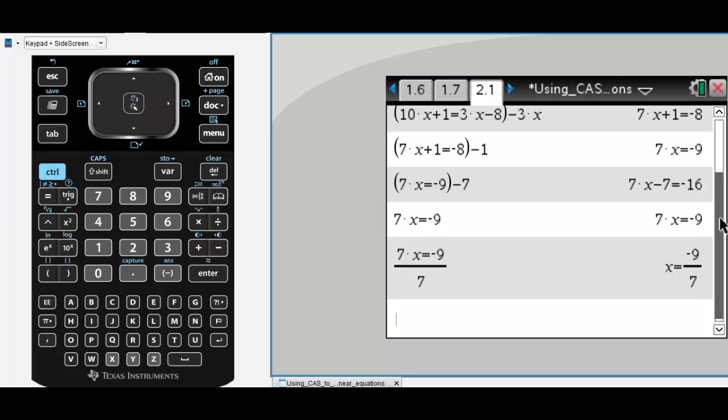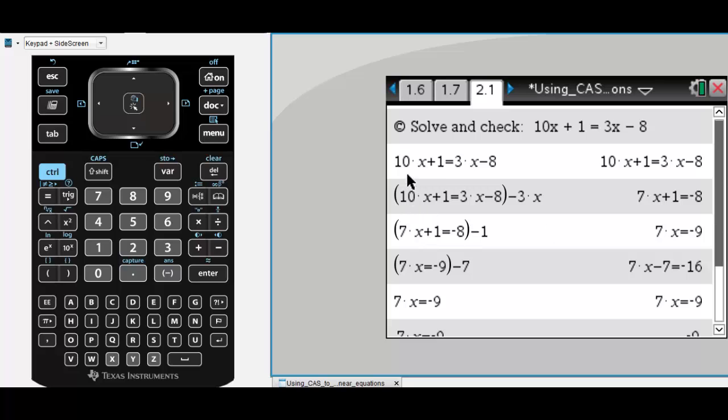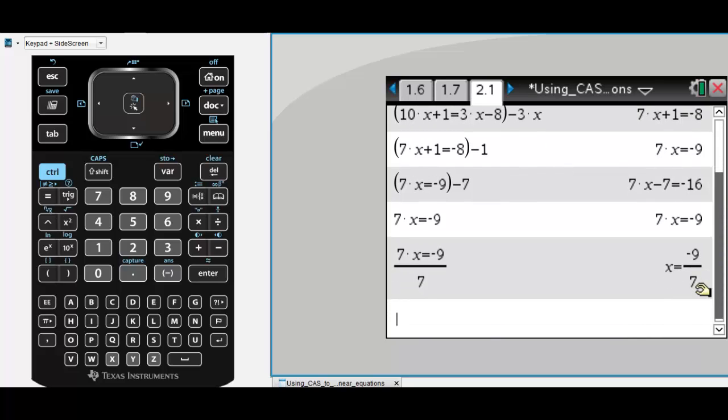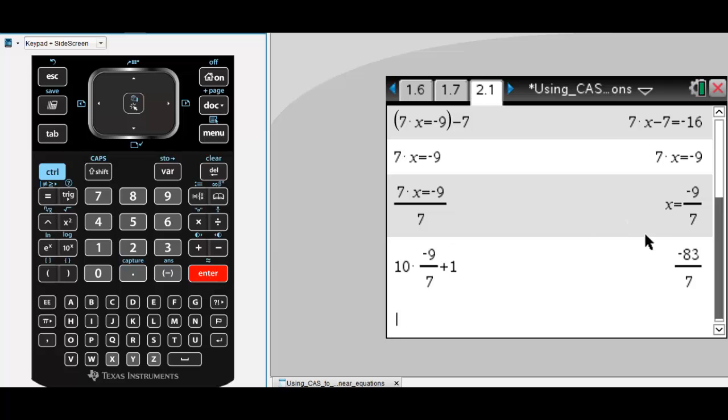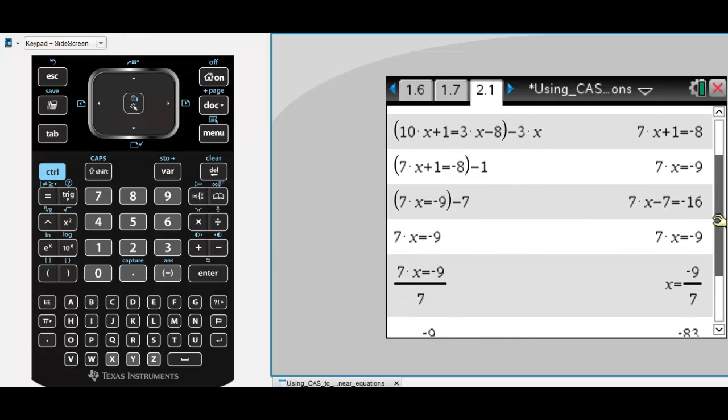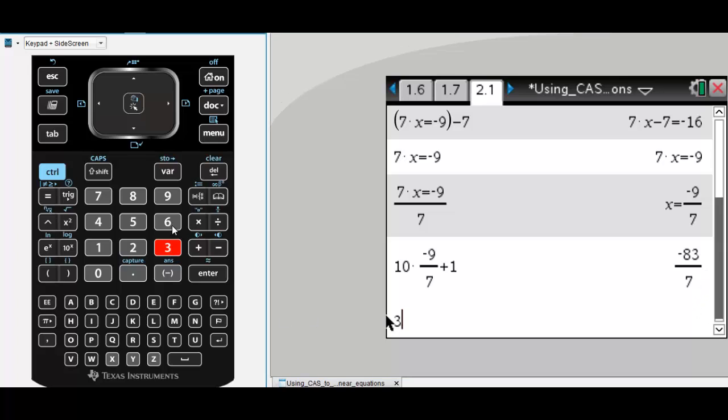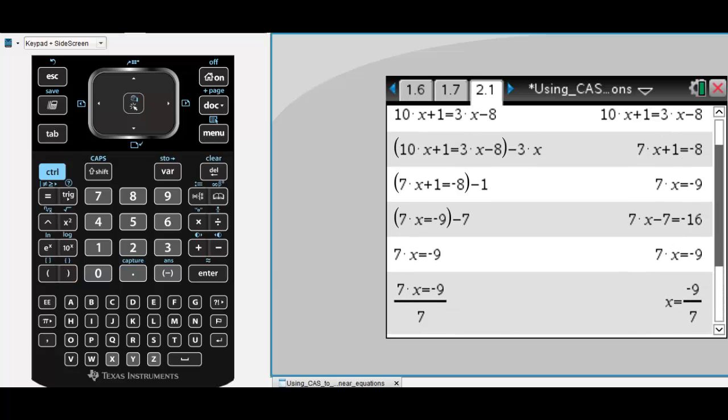So what I need to do is everywhere I see an x in the original equation, I need to replace it with -9/7. So I have 10x plus 1, so I need 10 times whatever x is, which in this case is (-9/7), right parentheses, plus 1. So I'm evaluating the left-hand side. The right-hand side was 3x minus 8. So it's going to be 3 times -9/7. And I like to use parentheses to surround the variable in this case. And that was 3x minus 8.